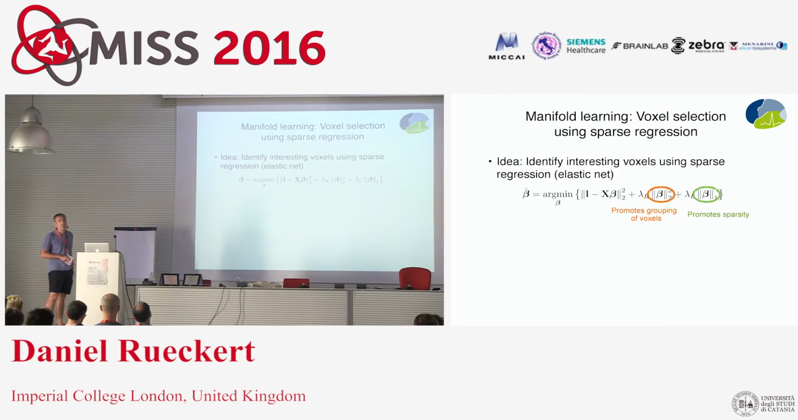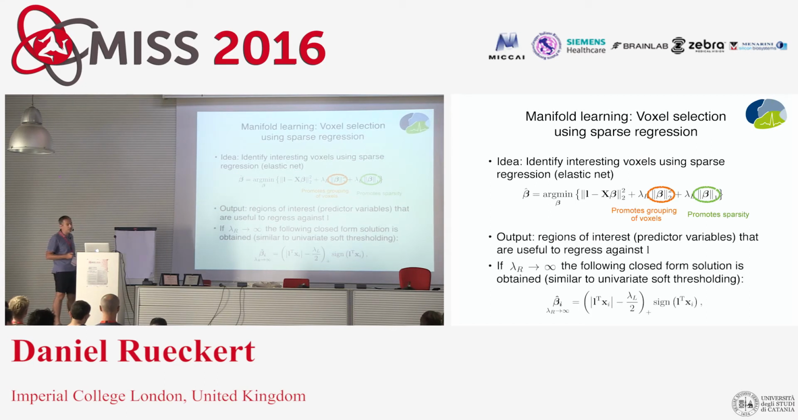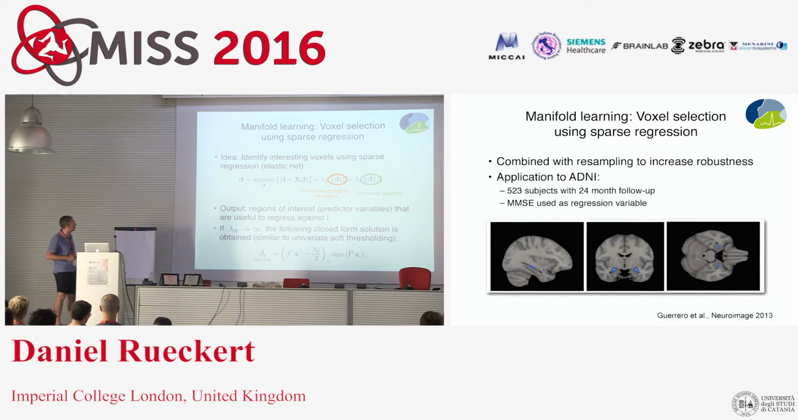So one thing I can do, for example, is use a sparse regression model, such as an elastic net, which has a sparsity term and a grouping of voxels, and ask it to tell me where the data is different between patients who have Alzheimer's disease and patients who don't. I'm going to learn a region in the brain which is interesting for trying to do manifold learning with.